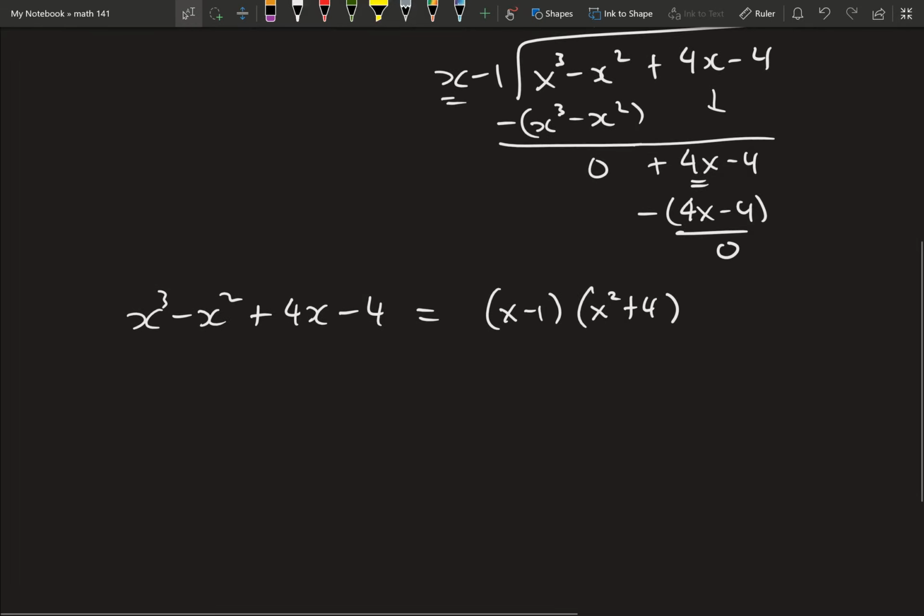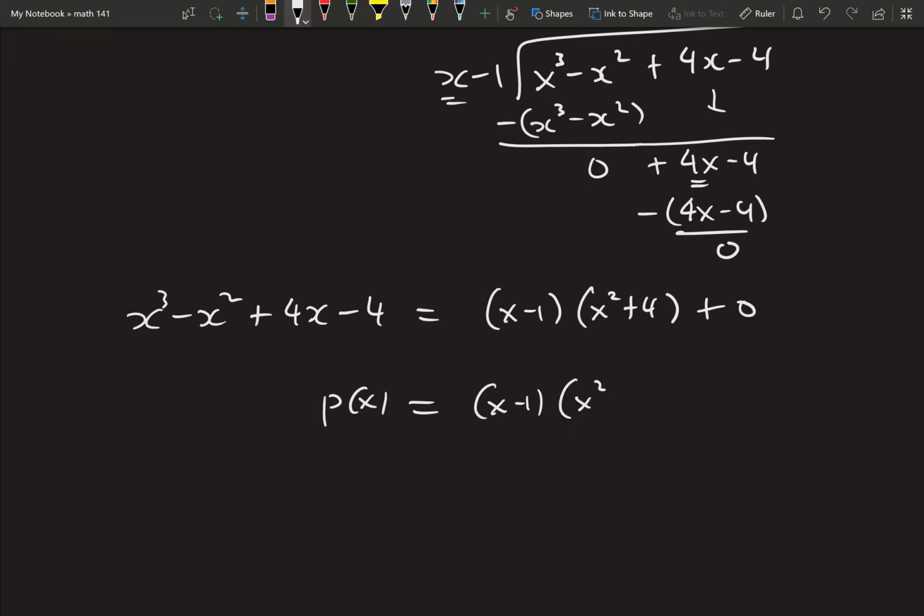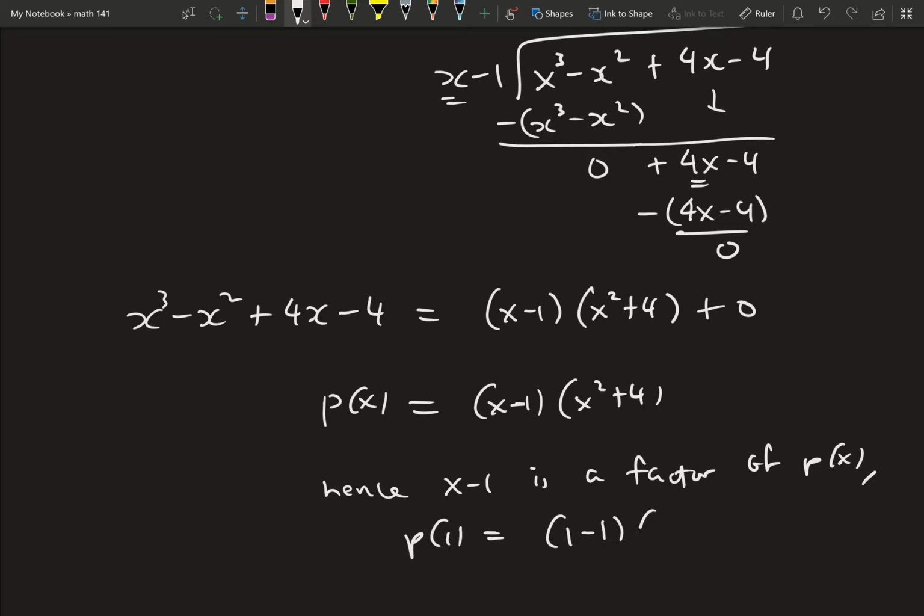And hence, we have that this polynomial p of x is actually, well, plus 0, the remainder, but we have that this is the case, so hence x minus 1 is a factor of p of x, and p of 1, which is 1 minus 1 times 1 squared plus 4, that's 0. 0 times 5 is 0. So that's what we get.